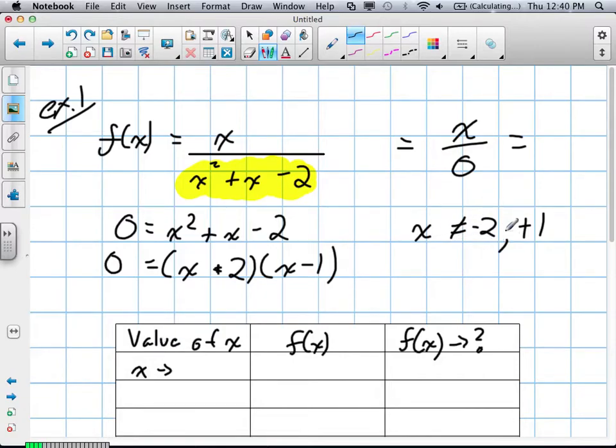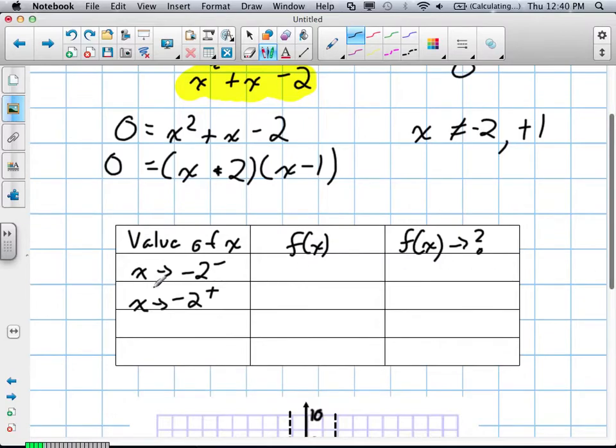So, first thing we're going to look at is negative 2. As x approaches negative 2 from the left, we're going to figure out what our function is going to be and then what it's approaching. We're going to look at as x approaches negative 2 from the right, will our function be positive or negative, and therefore which way is it approaching. And the same idea when x approaches 1 from the left and when x approaches 1 from the right.